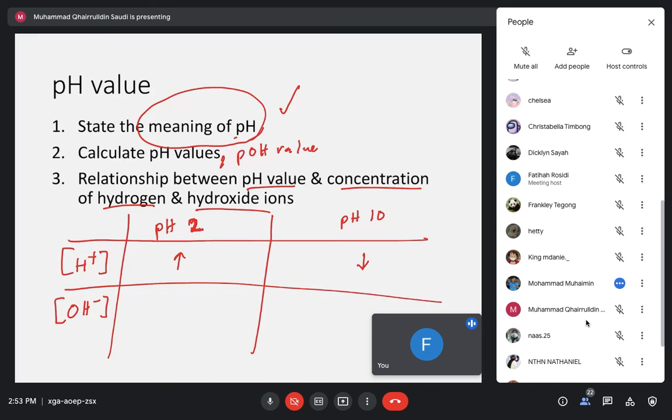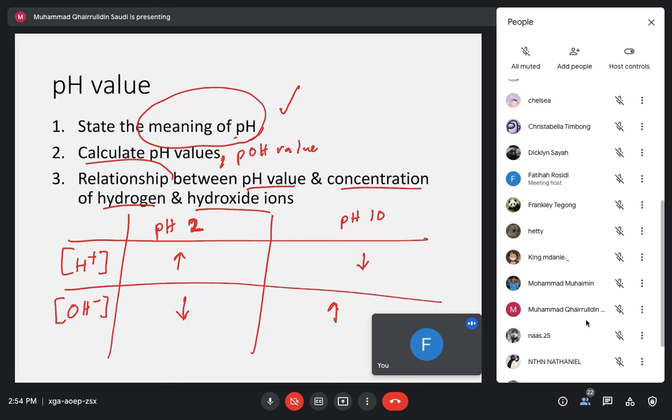Hydroxide ion dalam mana lower? pH 2. Okay, so hydroxide ion in pH 2 is higher or lower? Lower. How about the hydroxide ion in pH 10? Higher. Awak tengok macam tu sahaja. Okay, kita tahu pH tinggi dia mesti alkali. So, bila alkali, the hydroxide ion is higher. Kalau pH dia rendah, kita tahu dia acid. So, bila acid, the concentration of hydrogen ion is higher.